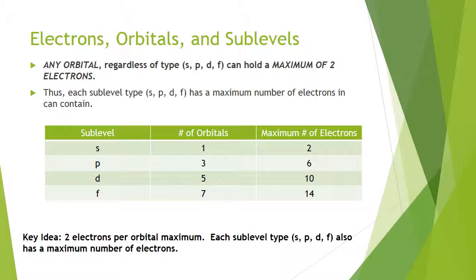So the key idea here, 2 electrons per orbital maximum. Note that is a maximum. You could have less. Orbitals could have 1 electron. They could also have no electrons. That is possible. And each sublevel type, s, p, d, and f, also has a maximum number of electrons then, because they each have a different number of orbitals.